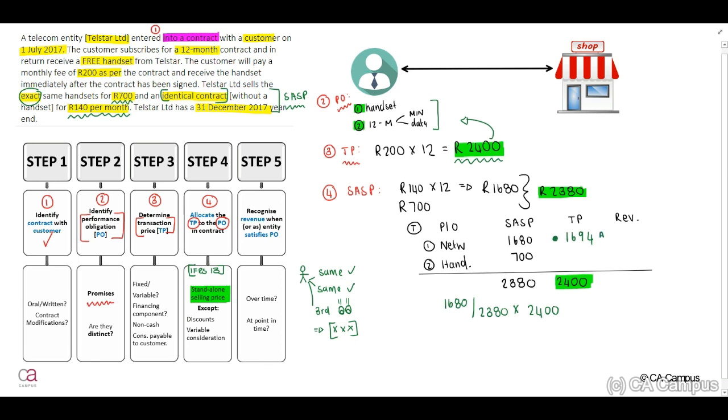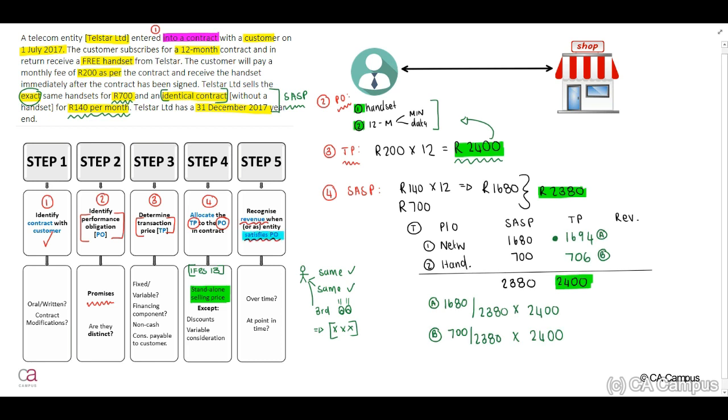Remember, always important, include your referencing for your marker to be able to see. Then B will be our handset, and we can allocate an amount of 706 to our handset. Now we are able to recognize our revenue. This is our step 5. We can recognize the revenue once the performance obligation is satisfied.